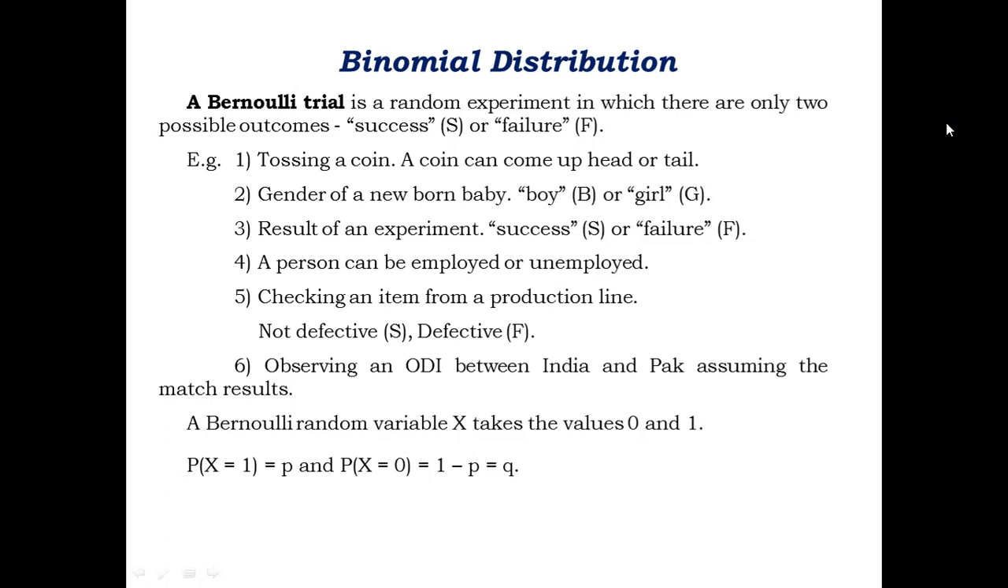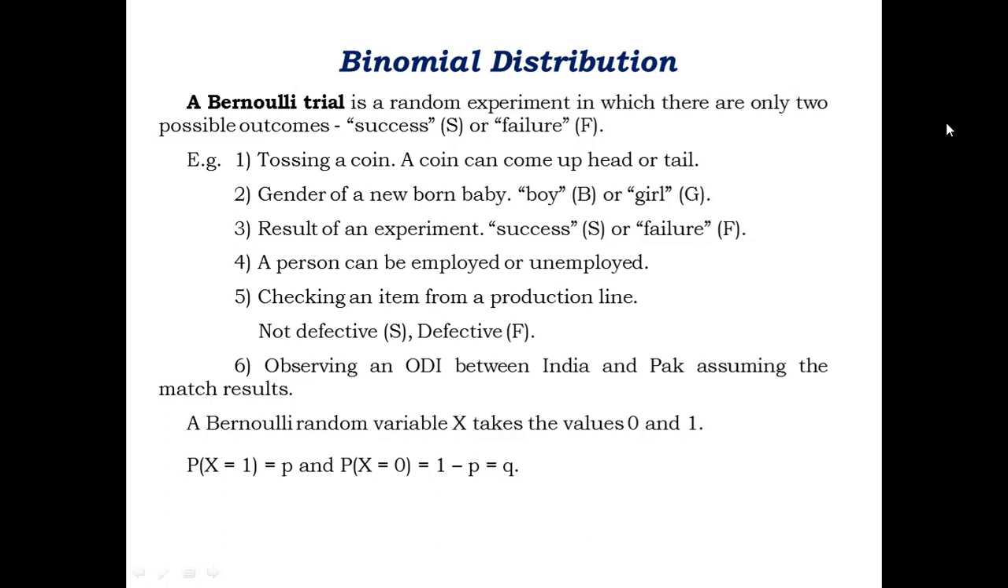But if the same Bernoulli trial is repeated n number of times, with two important assumptions. The first assumption is that the probability of success, and also ultimately the probability of failure, during every trial is going to be the same. And the second condition is independence. The results of all the outcomes are independent of each other. And hence, if a Bernoulli trial is repeated n number of times, then we get the binomial distribution.